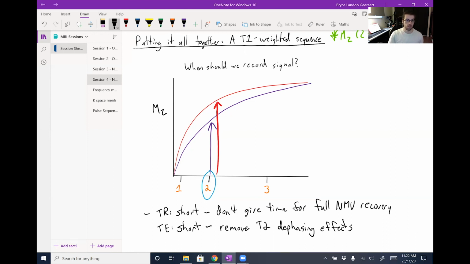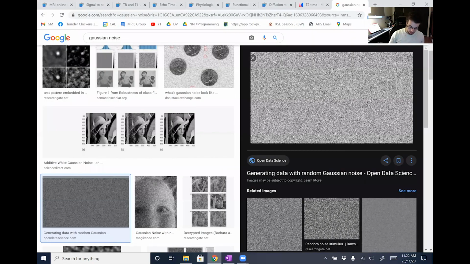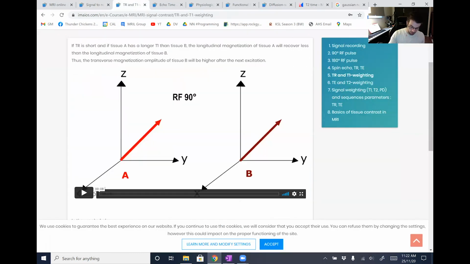So in order to measure this, we need to tip this newly regrown MZ magnetization into the transverse plane. And that requires us to have another 90-degree pulse, or another RF pulse, to tip this vector that we're interested in into the transverse plane. So I have some animations which will hopefully help to solidify this.